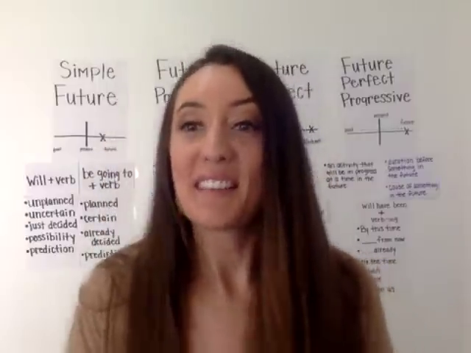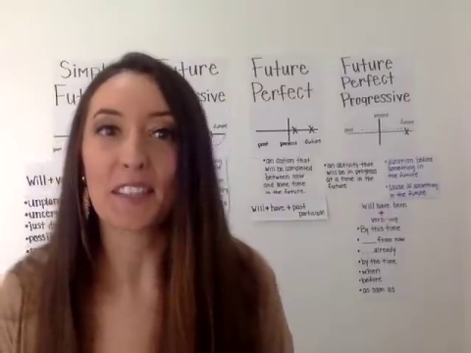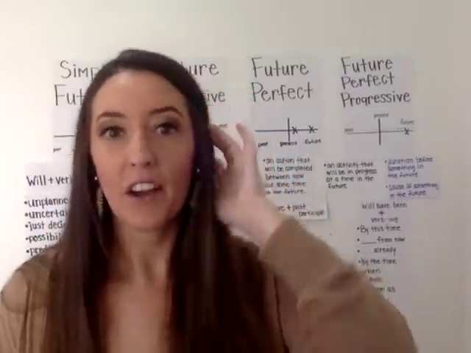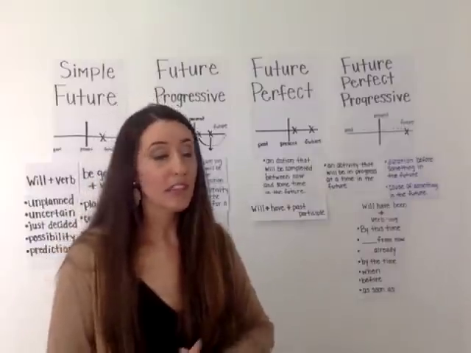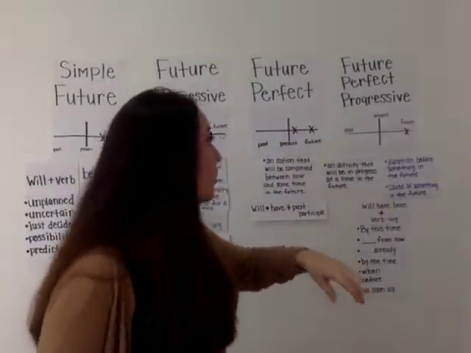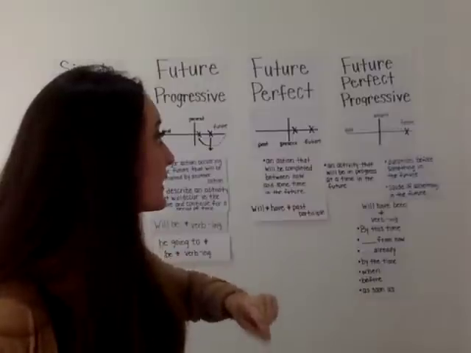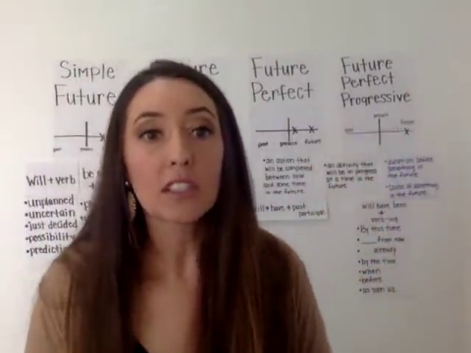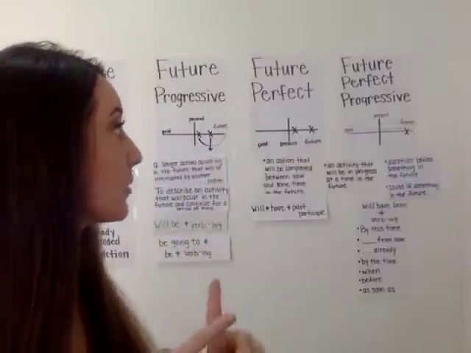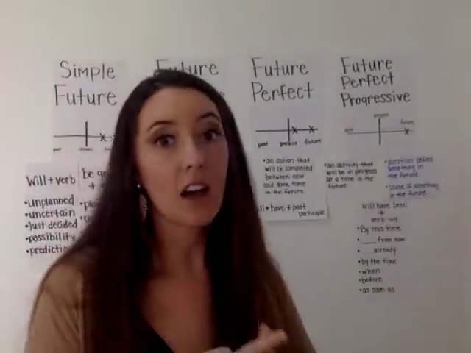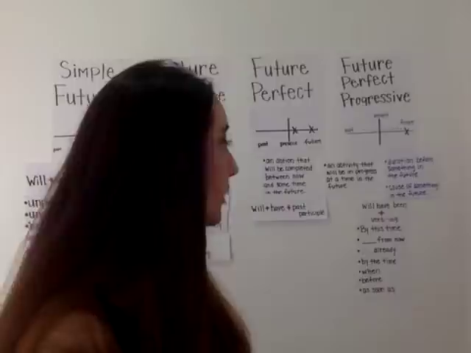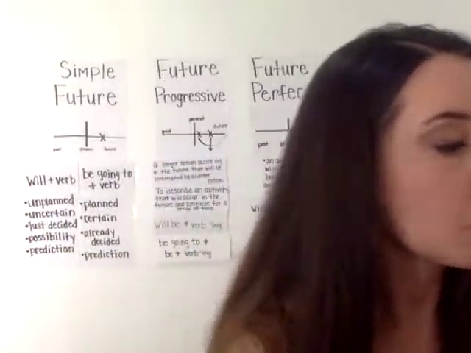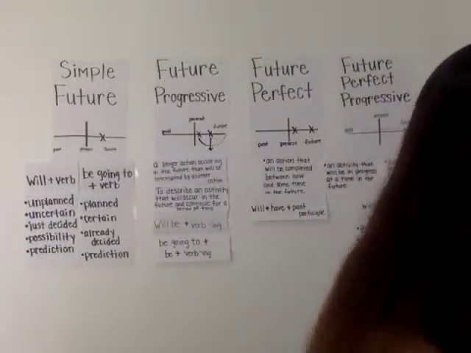Okay, so I see some confusion about using the future perfect progressive. All right, so let me go through it one more time very quickly. When we use future perfect progressive, it's an activity that will be in progress in the future. We use it to talk about duration before something in the future and the cause of something in the future, okay? Let me show you my examples one more time.